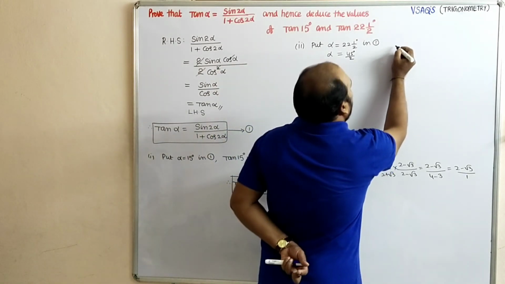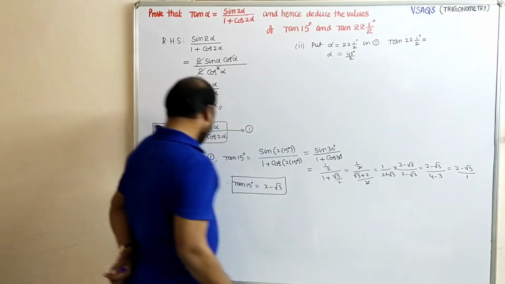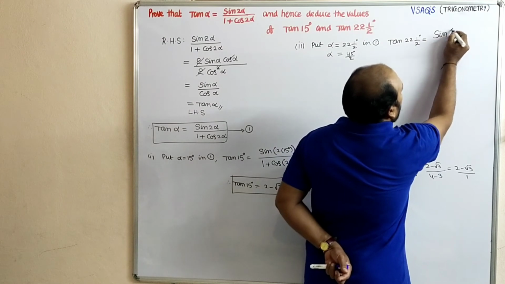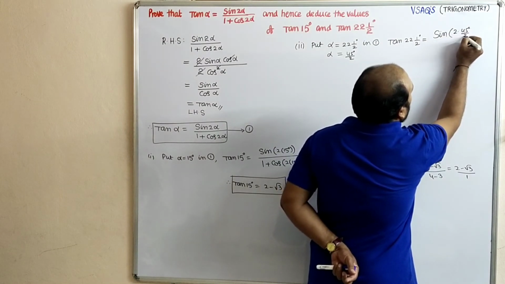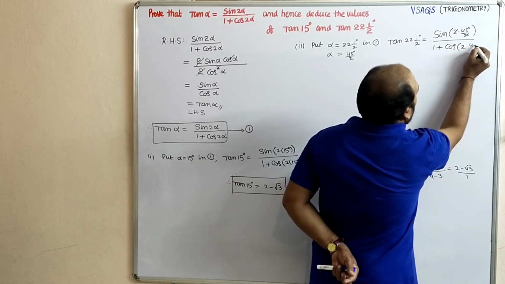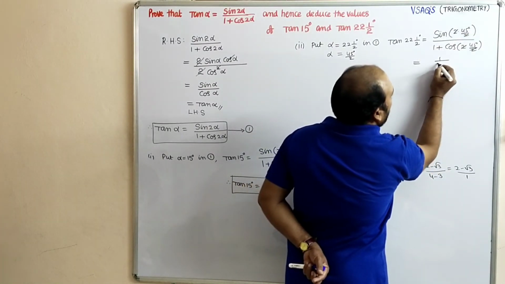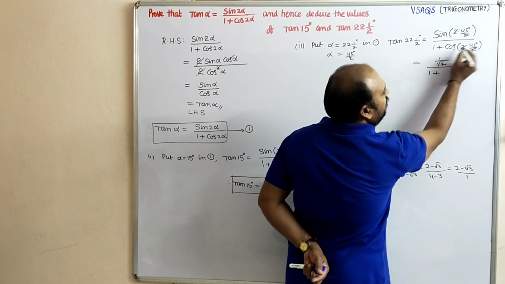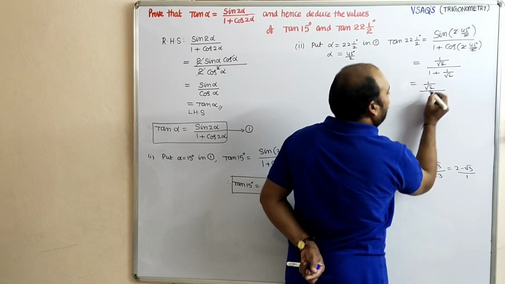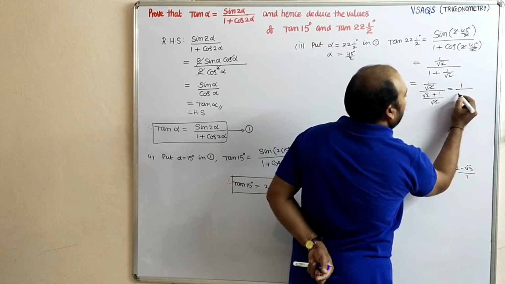So, you will get tan 22.5 degrees is equal to sine 2 alpha, sine of 2 into 45 degrees by 2, the 2s get cancelled, by 1 plus cos 2 into 45 degrees by 2, the 2s get cancelled. Sine 45, 1 by root 2, divided by 1 plus cos 45, 1 by root 2. 1 by root 2 divided by, take LCM here, root 2 plus 1 by root 2. Root 2 gets cancelled, 1 by root 2 plus 1.